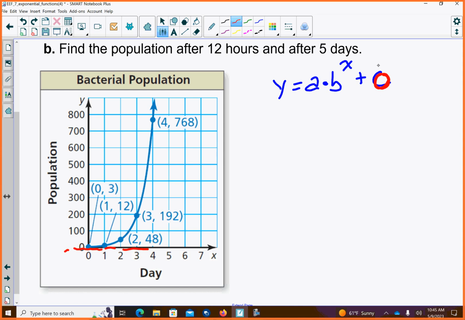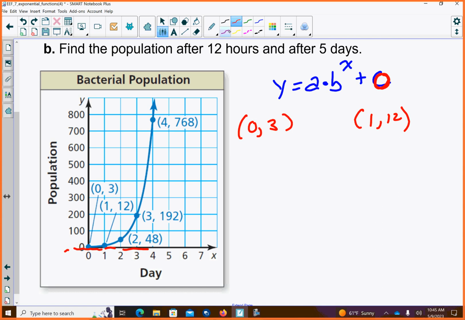So now you're going to have to pick 2 of those points. I don't think picking the point (4, 768) is a good idea. I would pick the point (0, 3) and the point (1, 12). You still with me? Everyone feel comfortable with what we got so far? Basically, the (0, 3) means that on the very first day we have 3 bacteria. 1 day later, we have 12 bacteria.